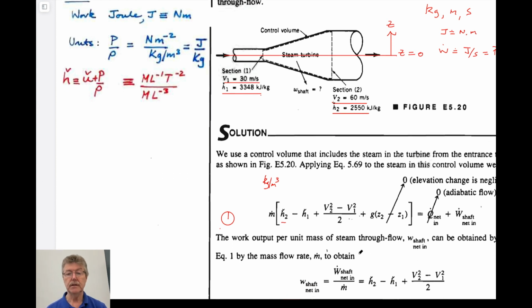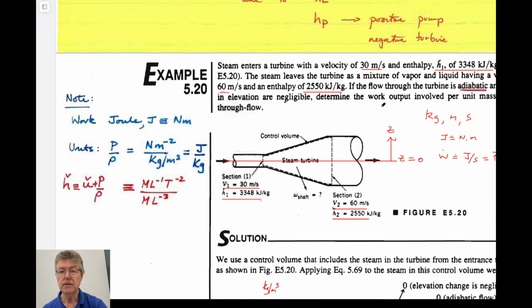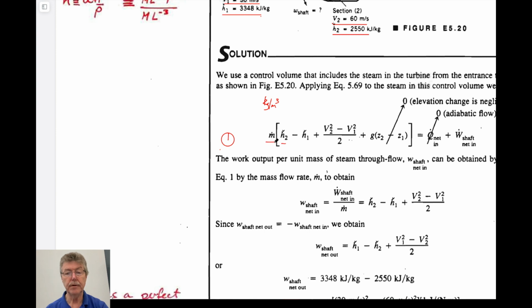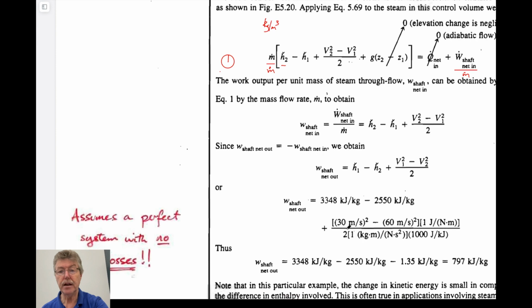And then we realize that this is the total. You're asked for the work per unit mass of the steam. So we can divide both sides through by mass flow rate. If we divide this through by mass flow rate, then this is the term that we want. It's rate of work per unit mass, and the rest is just plugging and chugging. So you have to put the right values in for these.